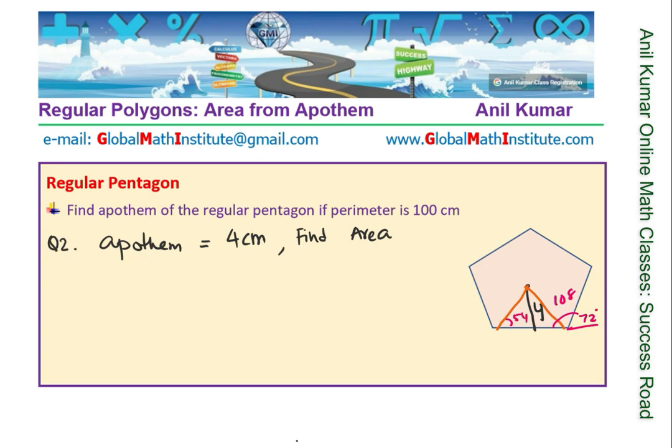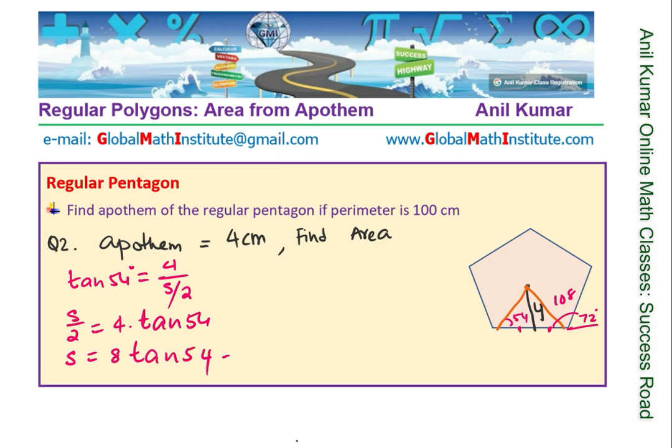So we are going to use the tan ratio to find half of the side length, right? So tan of 54 is 4 over half of side length. So I am writing S by 2. Is it clear? So I can write S by 2 as 4 times tan 54. Correct? So S is equal to 8 times tan 54. Makes sense? So side length I have found, correct?